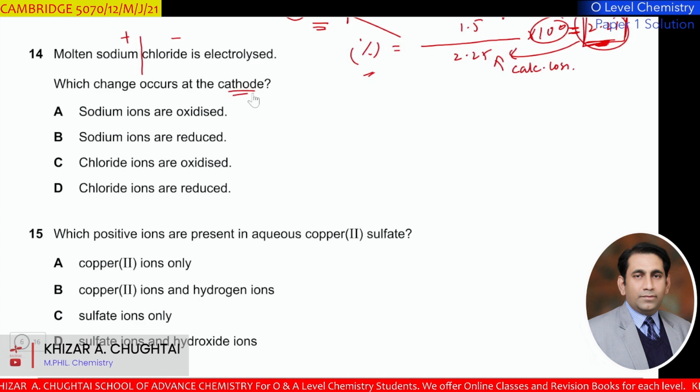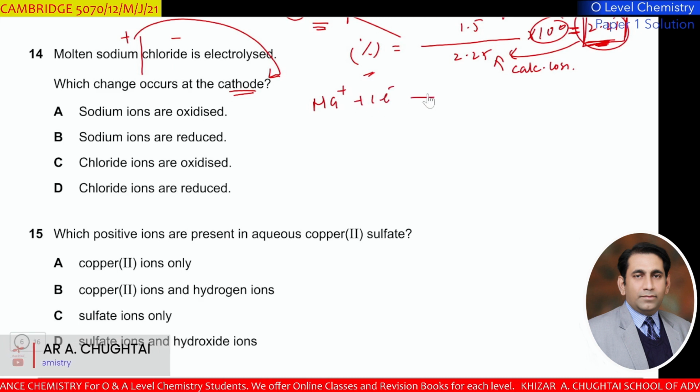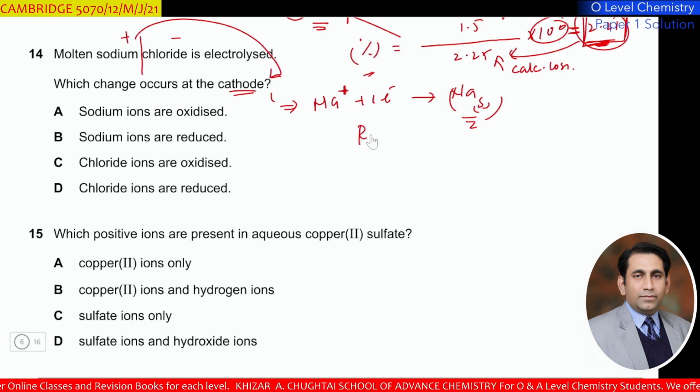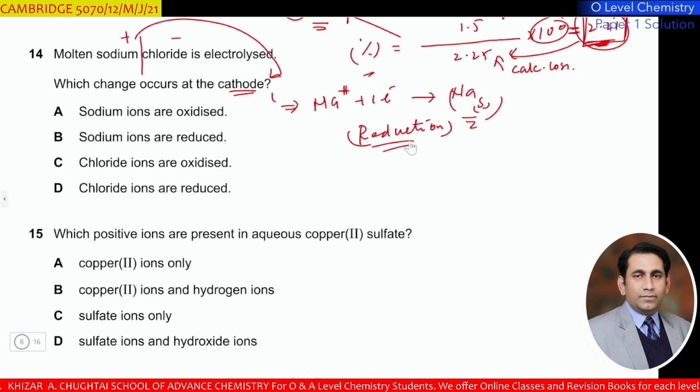Who is going to go to the cathode? Obviously sodium will go to the cathode, and the sodium 1 positive ion will gain 1 mole of electron to make sodium, which is solid at room temperature. What is the name of this reaction? That is happening at the cathode, and it is reduction. There is always reduction at the cathode, right? So what is happening to the sodium ion? They are going to be reduced, and B is the correct option.